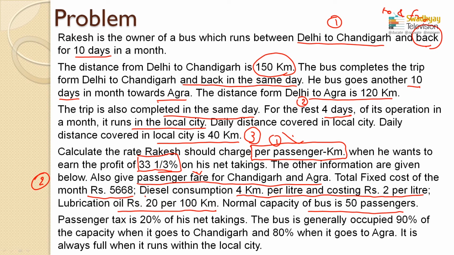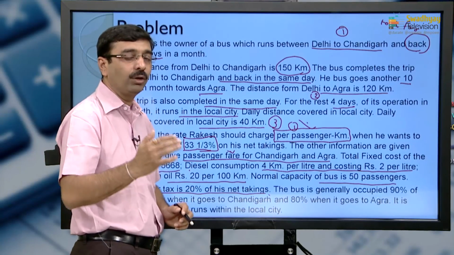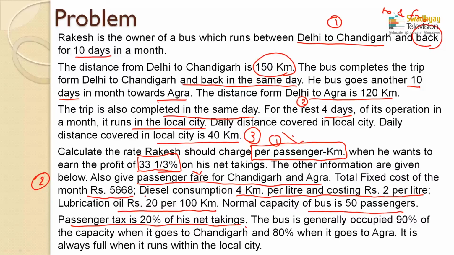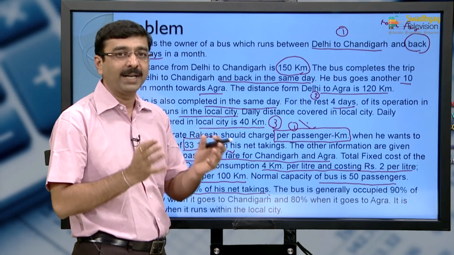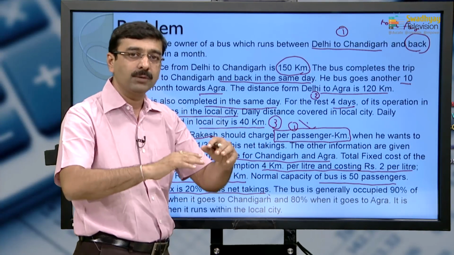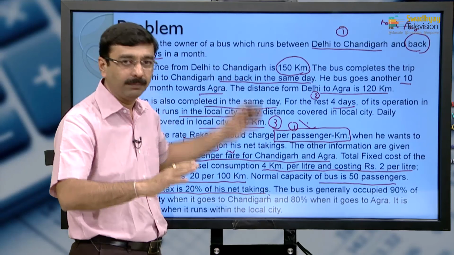Now the last paragraph, this is again important information. Passenger tax is 20% of net takings. Net takings, there is one formula. I will tell you later what formula is to be applied to find the passenger tax. But to find the passenger tax, we need to find the net earnings. How the net earnings will be determined, I will tell you at the time of the solution of this question.